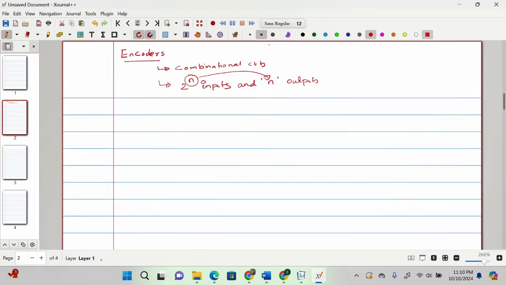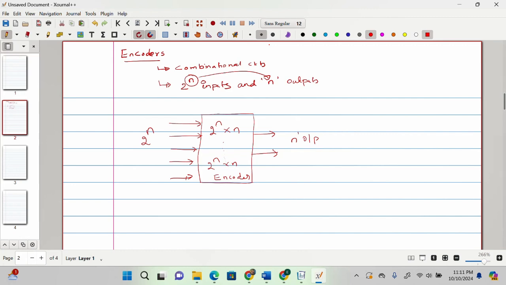Now I am going to take small examples for the encoder. This is the encoder. Already I told you, 2^n inputs and n outputs. So it is a 2^n to n encoder. These are the inputs, 2^n, and this is the n number of outputs. The applications are encryption circuits, reduced bandwidth, reduced bit value, and the communication area. These are the important applications of encoders.